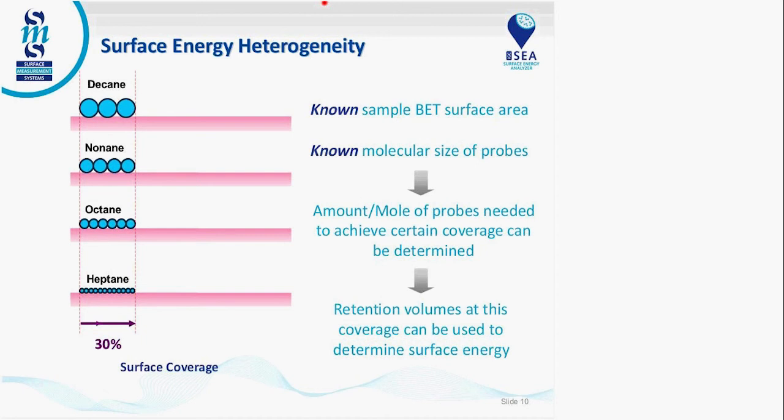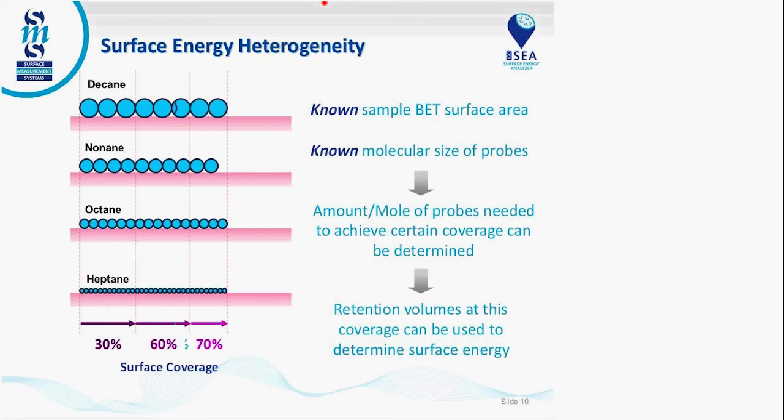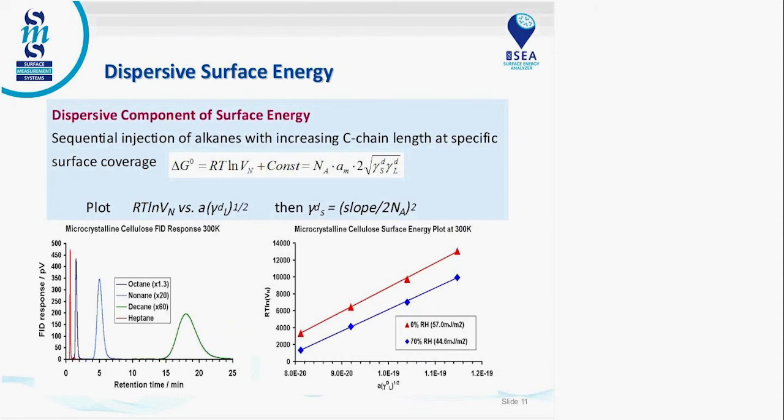Then we can do this at a different surface coverage, and then another surface coverage, and then another, until finally we can build up a distribution of surface energy values covering a range of coverages on the surface. And this will become clear in a few examples. So just stepping back a little bit to how we measure surface energy. As I mentioned, we use dispersive surface energy.